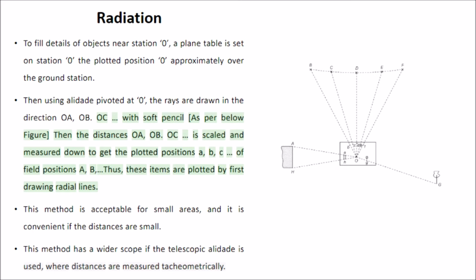Then the distances OA, OB, OC are scaled and measured down to get the plotted positions a, b, c of the field positions A, B, C. Thus, these items are plotted by first drawing radial lines. This method is acceptable for small areas, and it is convenient if the distances are small. This method has a wider scope if the telescopic eye dot is used.